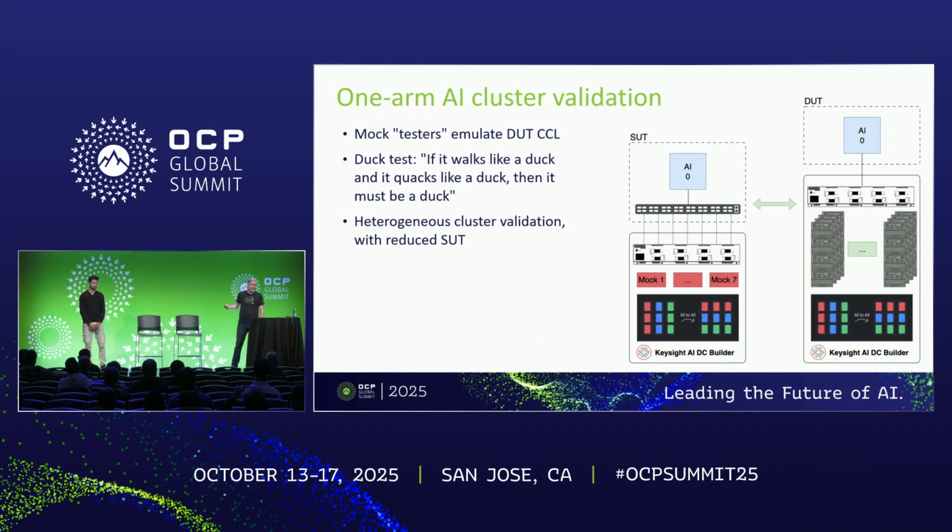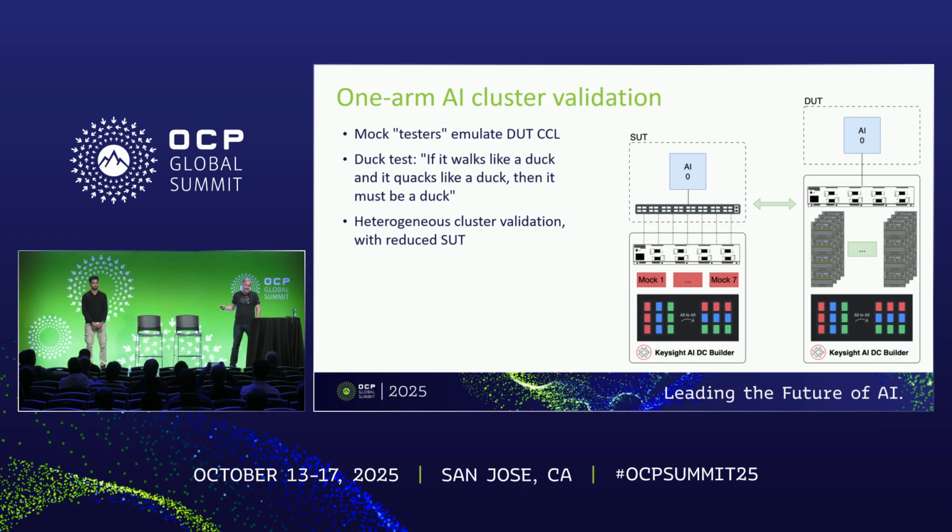So what are we calling this? We're calling this one-arm AI validation, or one-arm testing, whatever you want to call it. The idea is you mock, like I said before, everything but the device under test. And you might think, how is this possible? How can I make my device running a complex collective algorithm or an AI workload talk to something else? And it's actually simpler than you think when you get into it.